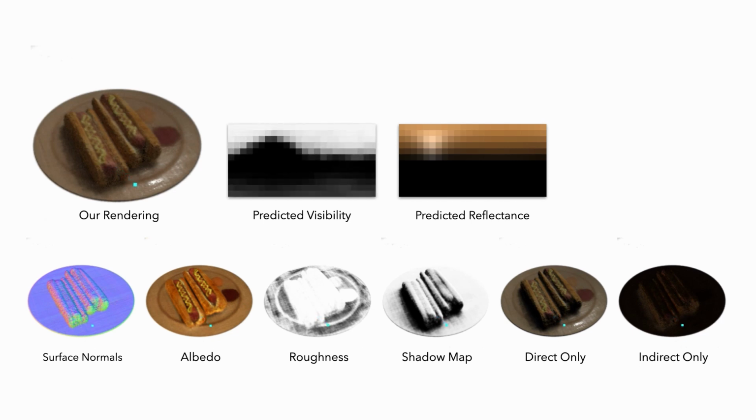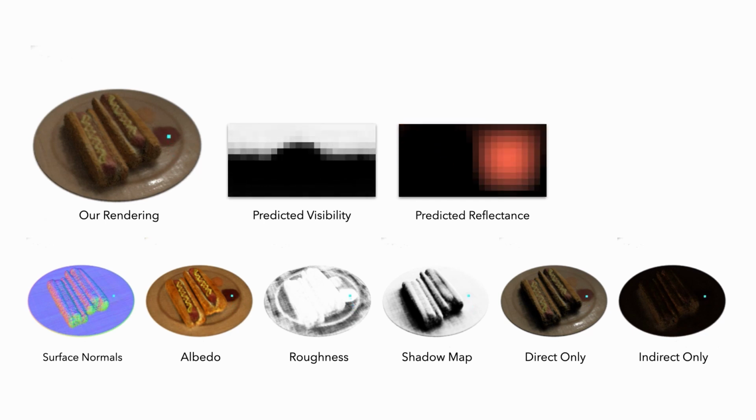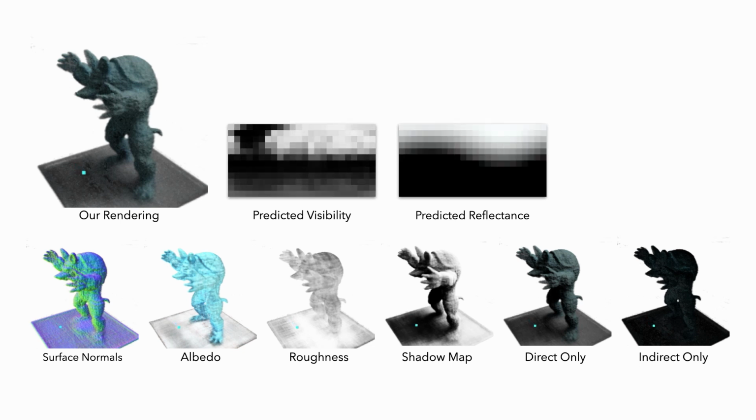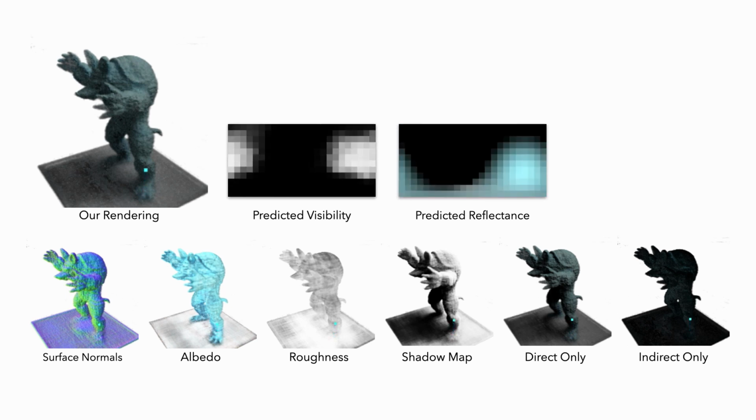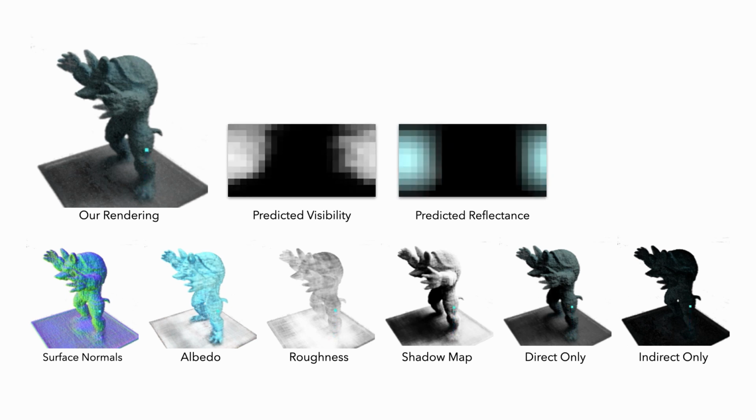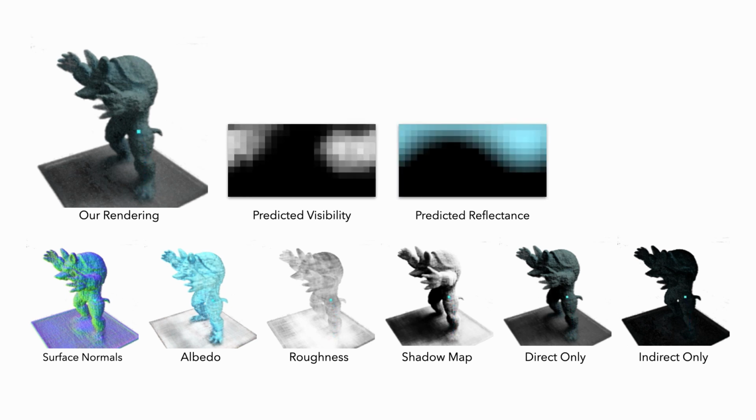And we can also see that the predicted reflectance is going to recover the specular lobes of the plate material, as well as the changing albedo of the hot dog and ketchup, right? So here's another example where we can see the predicted visibility account for the blocking effect of the armadillo as this 3D location that we're tracking with the blue square moves up the armadillo's leg.